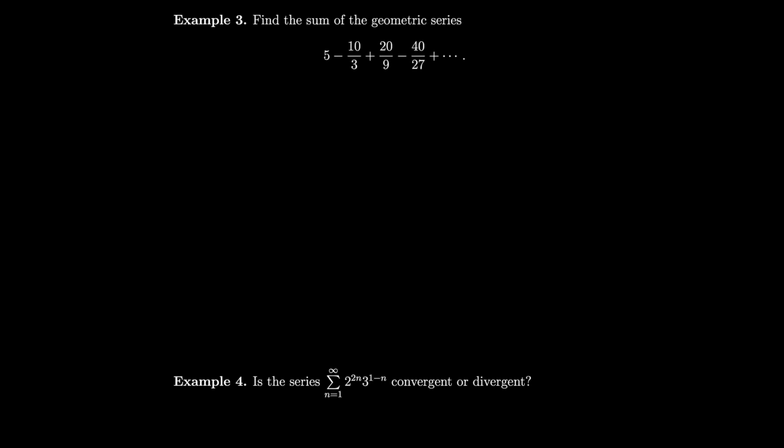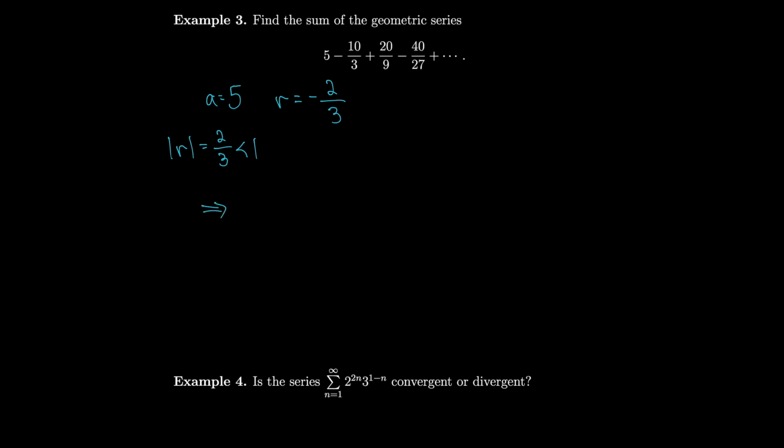Well, in this case, our first term is a, and that's 5. Our common ratio looks like 5 is being multiplied by negative 2/3, and every other term is being multiplied by negative 2/3, so r is negative 2/3. Our absolute value of r is 2/3, which is smaller than 1, so we can actually add this up.